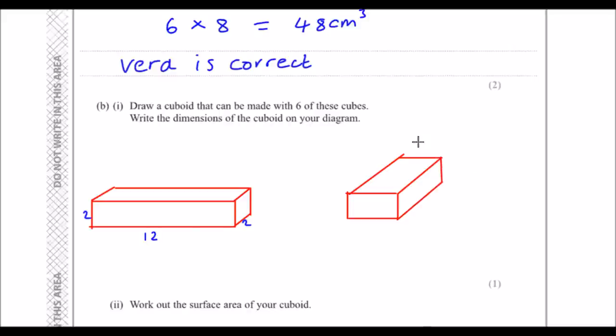And again, any way round, so we could have, this would be 2 along at the front, so that's 4, 2 up, and then 3 cubes back, which is 6. And these are all in centimeters. And again, you could turn this shape around any way, put it on any face, and that would be a correct answer. So you only need to draw one of those. Either one is absolutely fine.